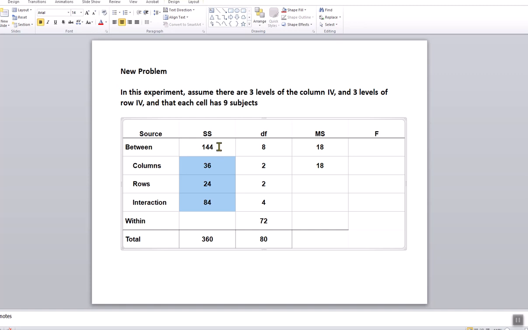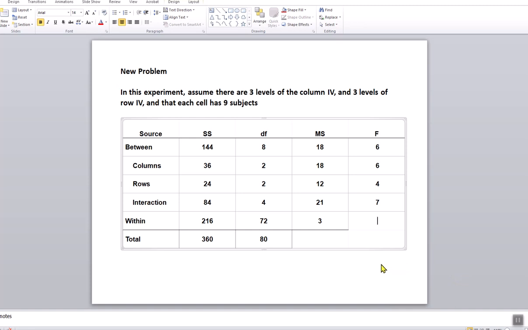And now what we can do is 360 minus 144. I guess we could have done that before, but we wouldn't have been able to do the middle part. 360 minus 144 will give us the within. So that is 216. And then going in this direction, 216 divided by 72 gives us the MS within. That's 3. 84 divided by 4 gives us 21. That goes here. And 24 divided by 2 gives us 12. That goes here. Then each one of these numbers gets divided by 3, giving 6, 6, 4, and 7. And now the table is completed.